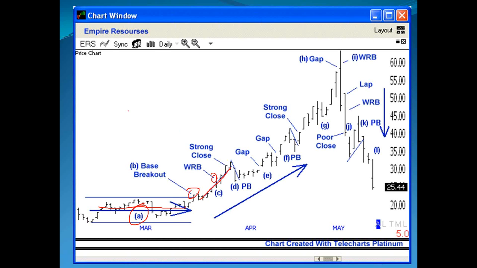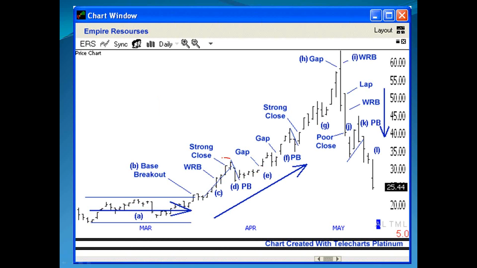You start getting a wide range bar, meaning that the bars look like this, and all of a sudden you have a wide range bar. And then they begin to close higher. Notice it closes towards the top of the range. Got a little pullback here, and then the stock begins to take off again. You've got a gap here. You've got another gap here. You've got a strong close, meaning that it's closing towards the top of its range. So these things are telling you that a trend is developing or there's a trend in place.